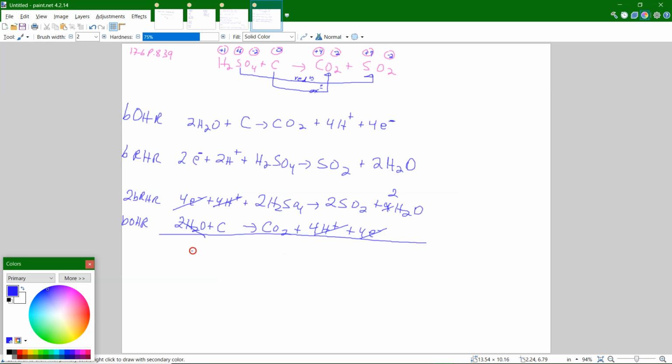Okay? So I end up with 2H2SO4 plus C goes to CO2 plus 2SO2 plus 2H2O. Let's check this. I do the non-hydrogens and oxygens first. So I got 2 sulfur, good. 1 carbon, good. Now the oxygens, 8, 2, 6, 8, that's good. And the hydrogens, I got 4 and 4. So that is good. So our final value is C plus 2H2SO4 goes to CO2 plus 2SO2 plus 2H2O.